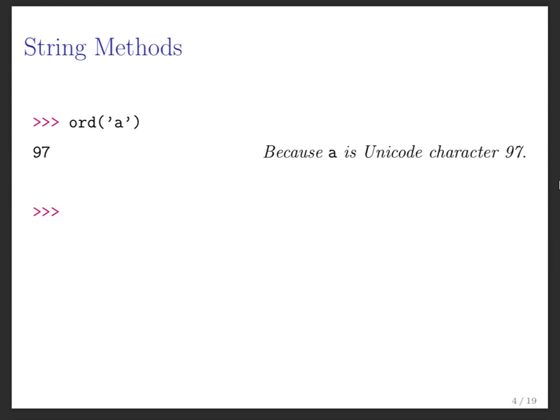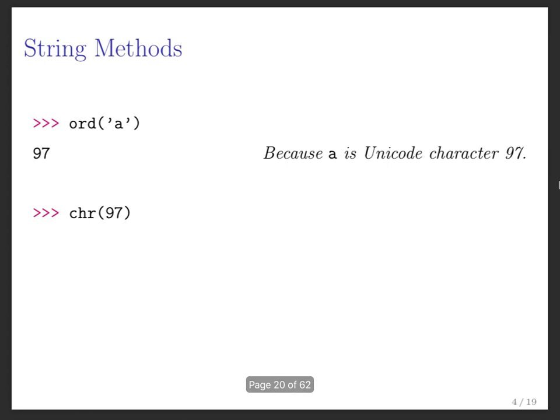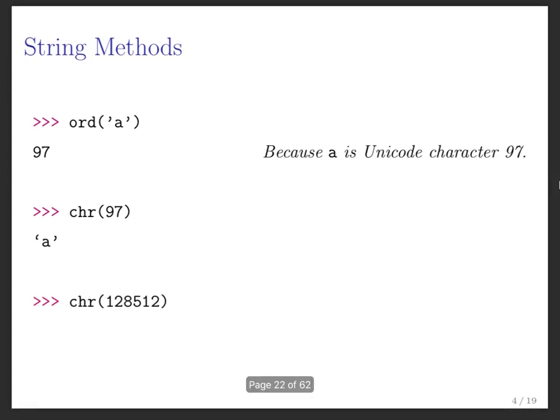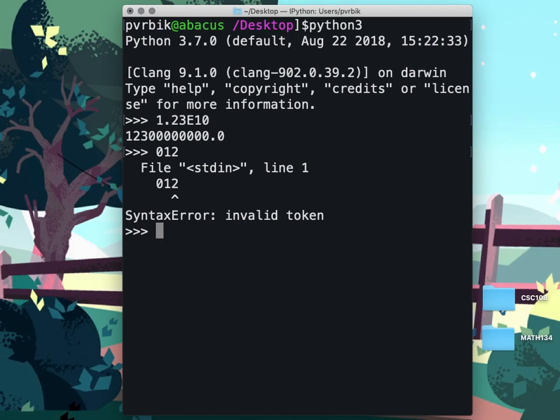Okay, so one more built-in string method that I didn't talk about when we introduced strings was this notion that we have ordinals and characters. I mentioned to you that there's an organization called Unicode, which basically has listed all of the characters that a computer can accept and given them some type of ranking. And it turns out the ranking of the lowercase a is 97. I can undo this. I can ask, what is the character that is associated with the Unicode code 97? That's an a. I can ask, what is the character that's associated with the Unicode number 128,512?